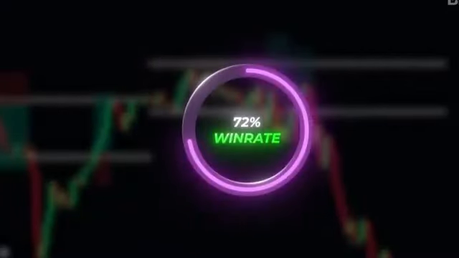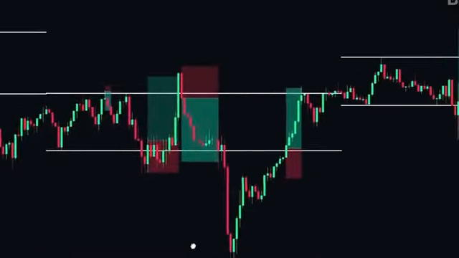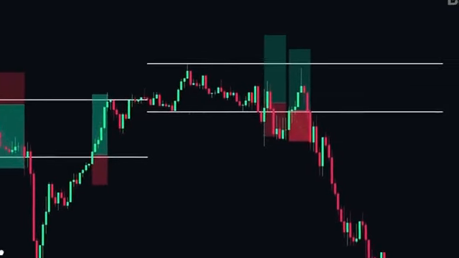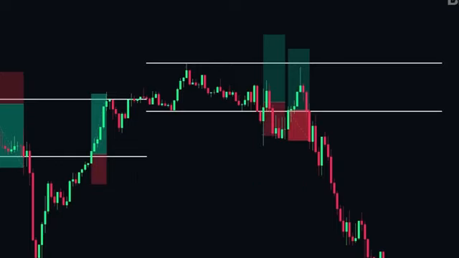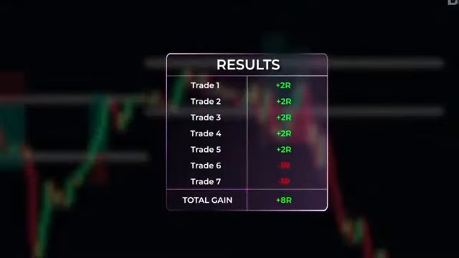8R. That's about a 72% win rate on the crypto market, which is extremely impressive considering we only used the very basic version of the strategy. Now, of course, if we want to get a more accurate performance, we would need to backtest using way more than just 7 trades. So I definitely recommend you test it yourself on a larger sample. But the point of this is just to show that even with using just the basic version of the system, it can achieve profitability in real trading scenarios.